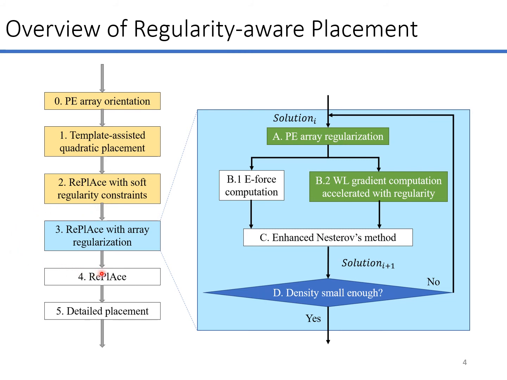And then this is step 3. We run RePlAce with array regularization, which is introduced in more detail on the right-hand side. At the beginning of each iteration, we perform the PE array regularization first. In this step, we make sure that all the PEs satisfy the regularity constraints. And on the second line, we calculate the gradients for the E-force and wirelength.